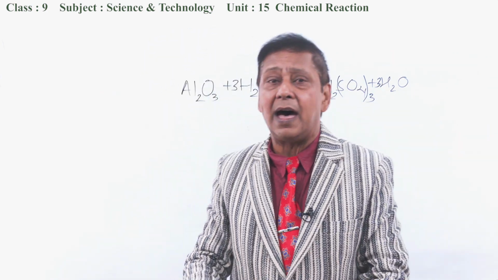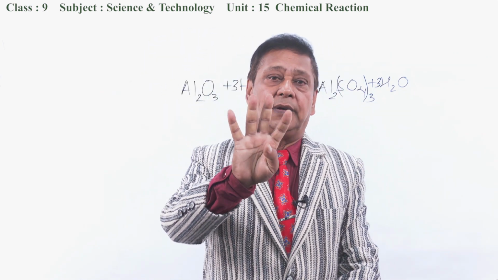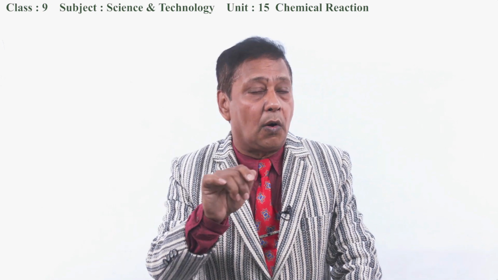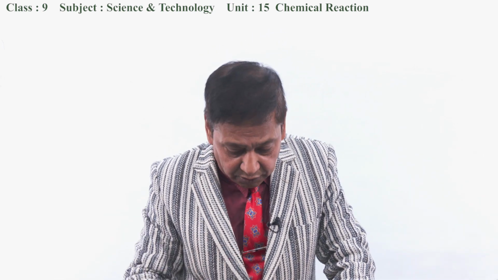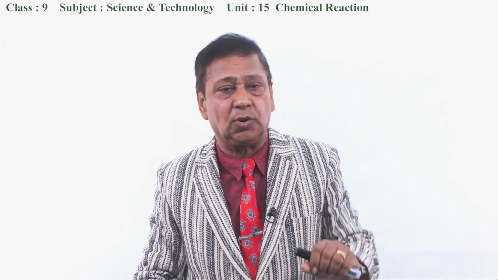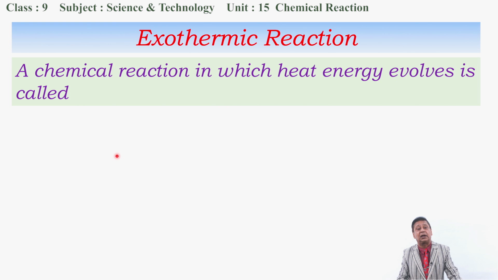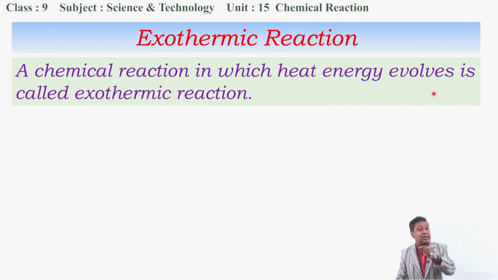Okay. Now I think we finished 4 different types of chemical reaction. Let's talk about some other types of chemical reaction. In your book, what is given? Exothermic reaction. Do you know what it is? Actually, a chemical reaction in which heat evolves is called an exothermic reaction. A chemical reaction in which heat energy evolves is called an exothermic reaction.